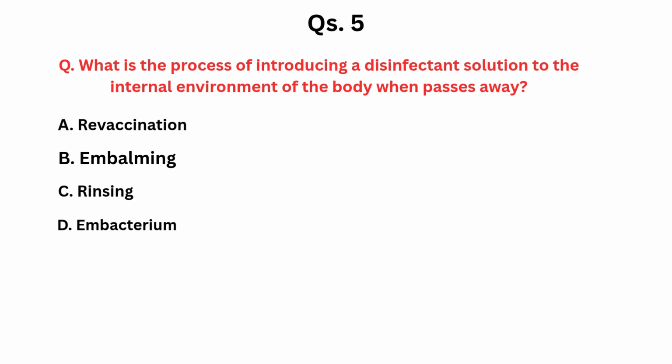Question number 5. What is the process of introducing a disinfectant solution to the internal environment of the body when a person passes away? Option A, revaccination. Option B, embalming. Option C, rinsing. Option D, embacterium. Option B, embalming is the right answer.